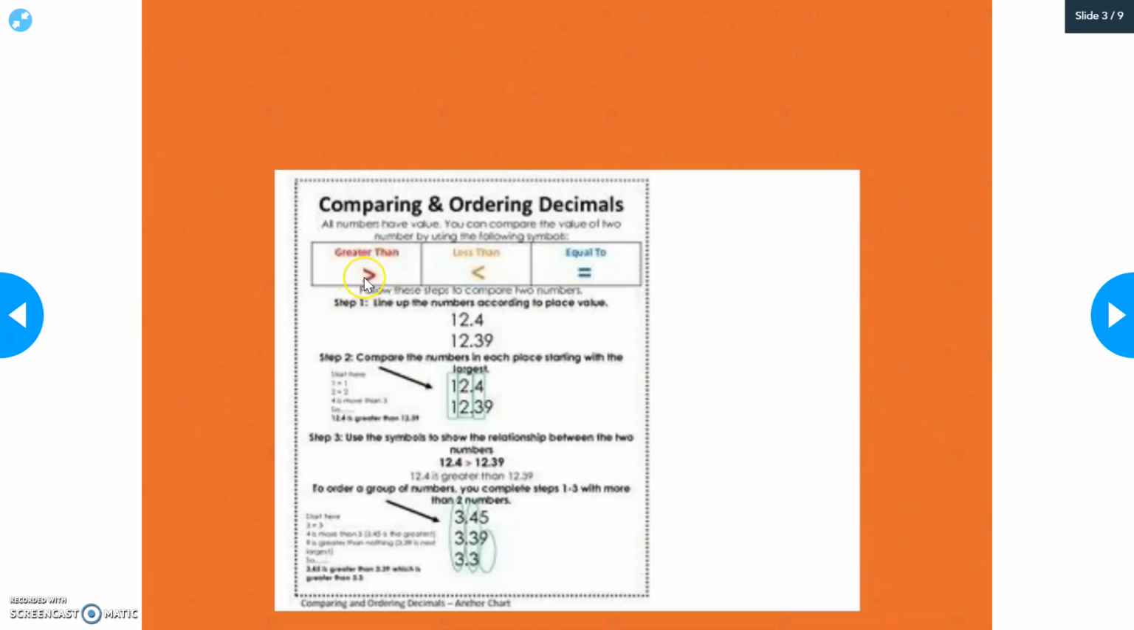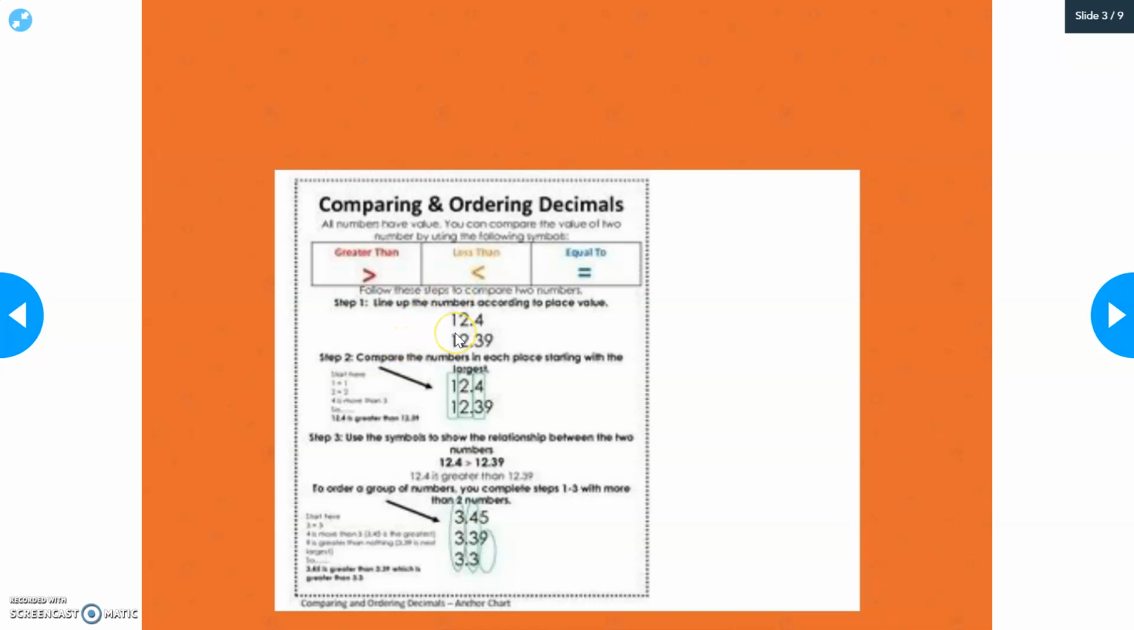The greater than symbol, this open end is always going to point to the larger number, the larger decimal, or the larger fraction. When it comes to the less than symbol, we have this little small point that's always going to point to the smallest fraction, the smallest decimal, or the smallest number.